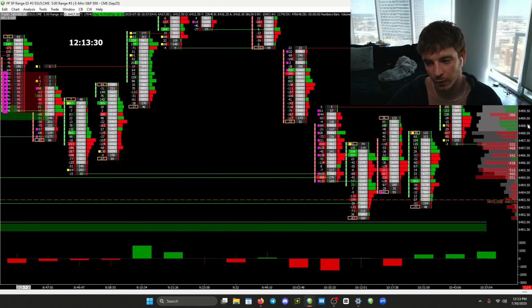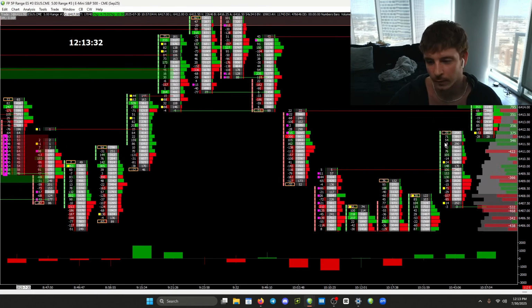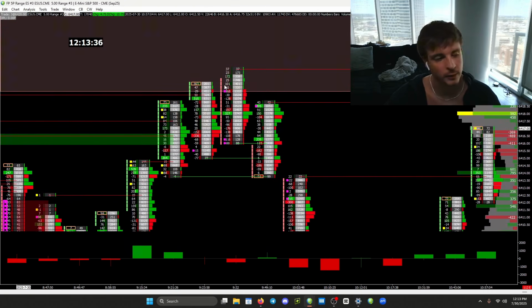Possibly even a long off these trapped sellers down here. That would have been lower quality in my opinion, but yeah, hands down best trade of the day, short at 420, no doubt about it.